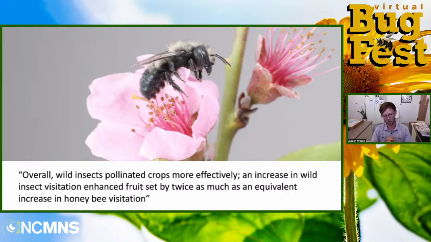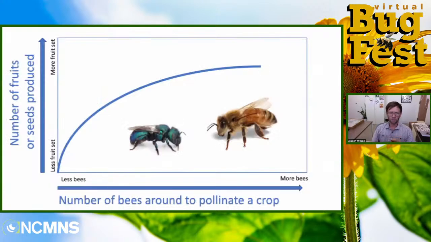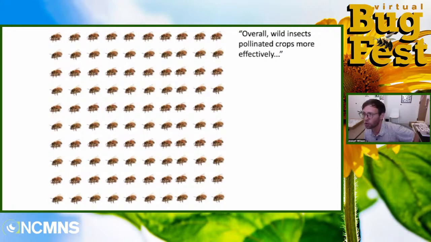So let me read this quote from this study. Overall, wild insects pollinated crops more effectively. An increase in wild insect visitation enhanced fruit set by twice as much as an equivalent increase in honeybee visitation. So when we increase the number of honeybees, you get an increase in the seeds or the fruit. When you add native bees to that equation, you get this spike above what honeybees alone can do. So here's a graph to kind of illustrate this.